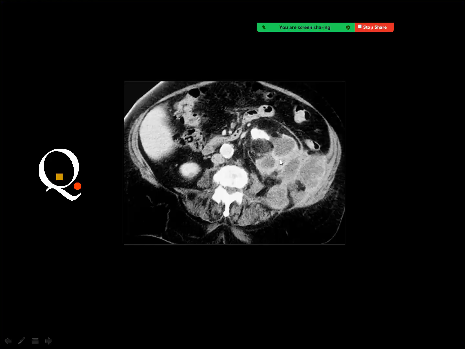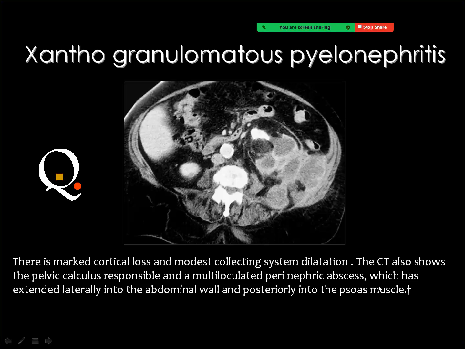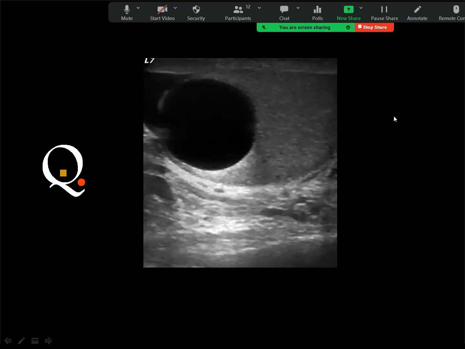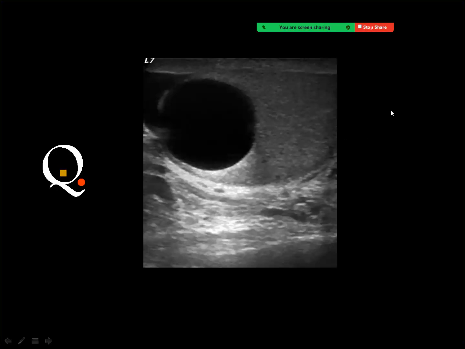should mention that the inflammation has extended into the perinephric, paranephric, and the posterior abdominal wall in the form of multilocular abscesses. The answer is xanthogranulomatous pyelonephritis that has progressed to a perinephric abscess that has involved the posterior abdominal wall as well. Next case is an ultrasound of the testis.